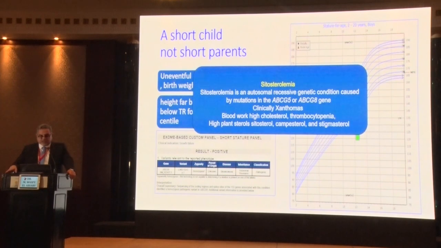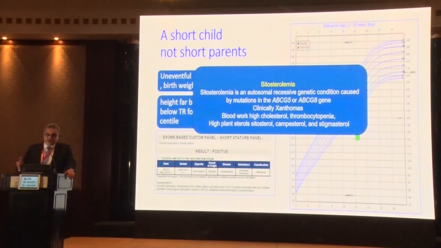The child has sitosterolemia, which is an autosomal recessive genetic condition caused by mutations in ABCG5 or ABCG8. It's clinically characterized by xanthomas. Blood work shows high cholesterol, thrombocytopenia, and high plant sterols. This is actually the test that you do, and if you don't have the genetic test, you look for sitosterol and campesterol and stigmasterol.